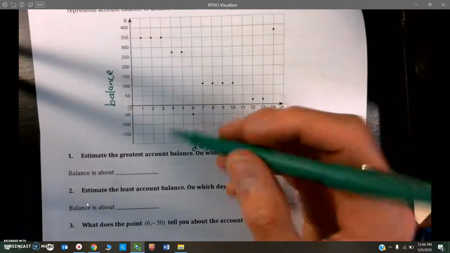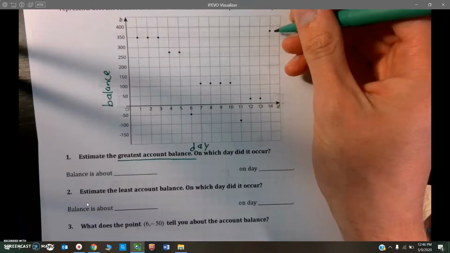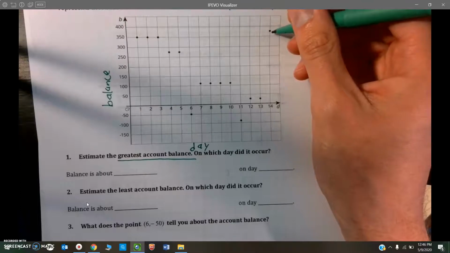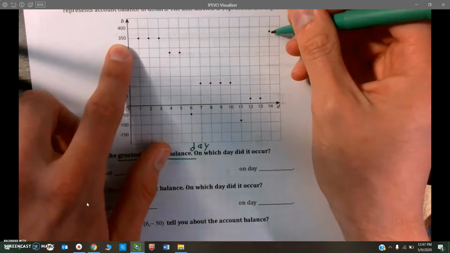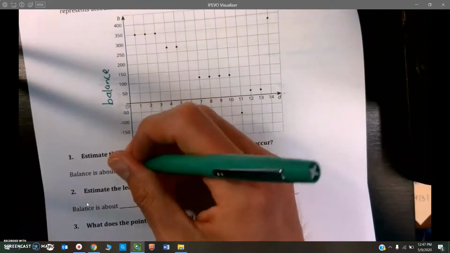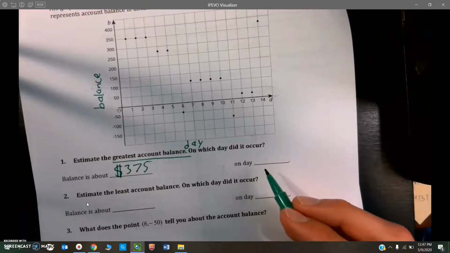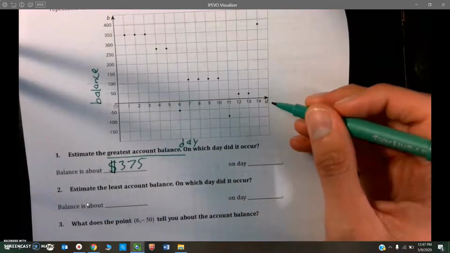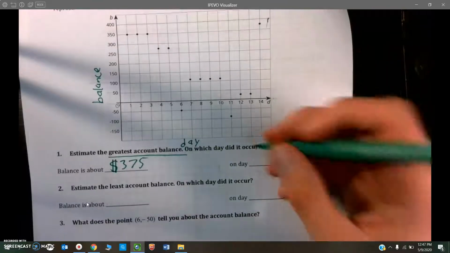So let's look at the greatest account balance. Looking over, this point right here is the highest. And what does that balance look like? Well, it's in between 350 and 400, right in the middle. So we're going to say it's about $375. And this is on what day? Remember, my x-axis, or in this case the d-axis, is my days, and this is on day 14.